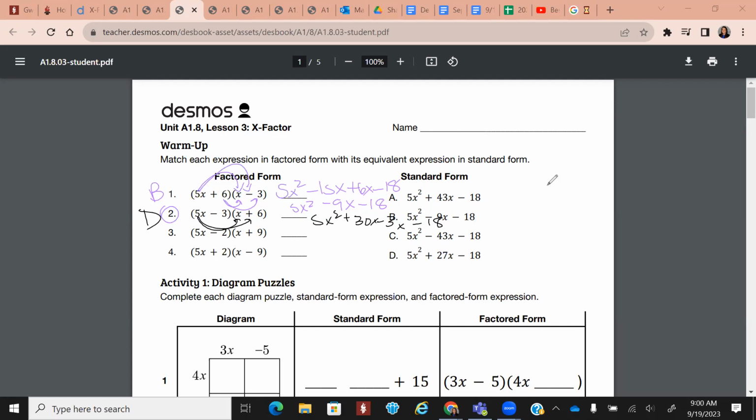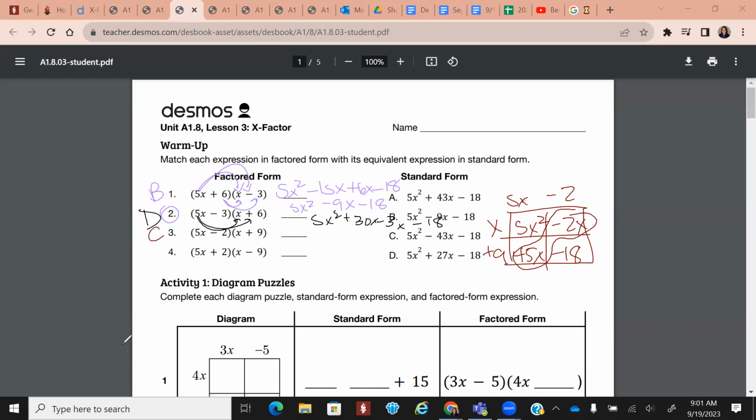On the next one, we're going to use the box method. That's what we talked about yesterday. We have 5x minus 2. And then over here on the side, we got x plus 9. We're going to multiply the sides of the box. What's 5x times x? 5x squared. Negative 2 times x. And 5x times 9. Negative 2 times 9. I'm going to combine my diagonal. And so that's going to give me C.